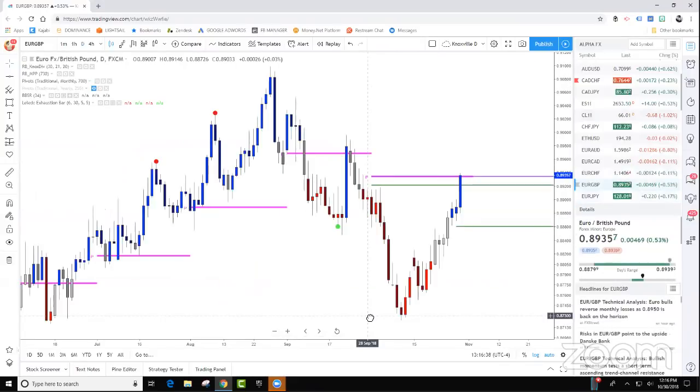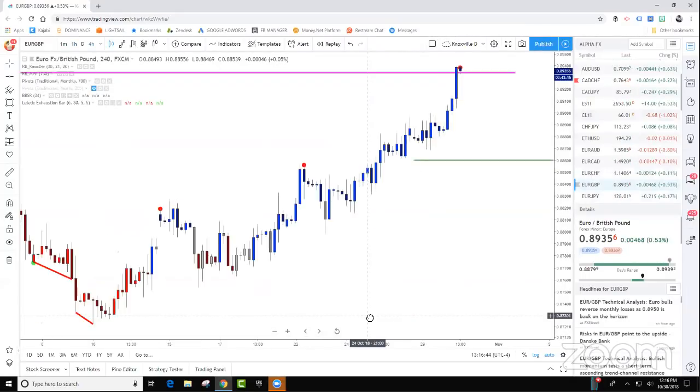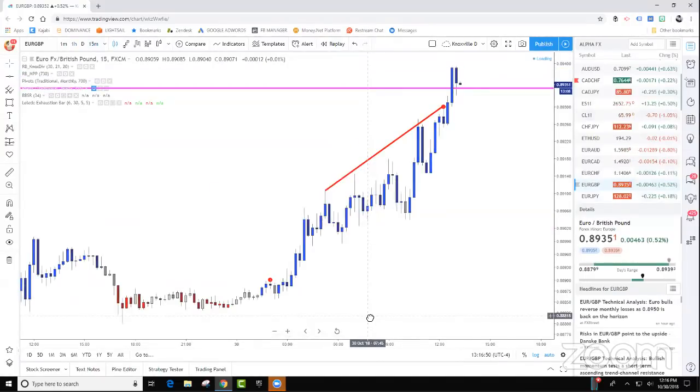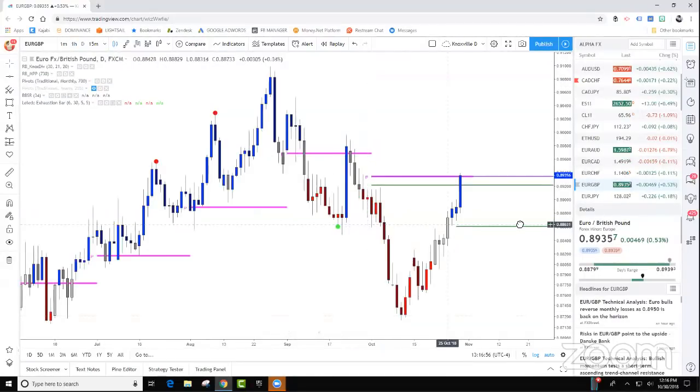Wow, the euro pound is hitting its monthly pivot right now. That seems like a really great area. Is there any bearish divergence on this right now? Are you kidding me? No bearish divergence here? Seems like the euro pound would be an interesting sell trade.